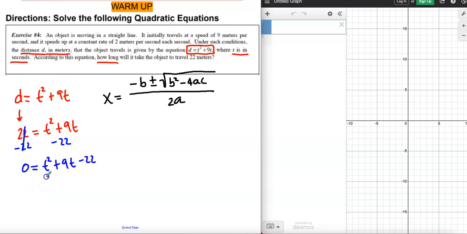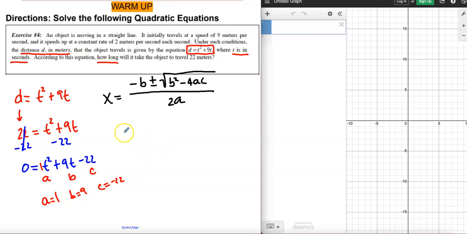A is always connected to the term that has the exponent of 2 on it. B is always connected to the term that has the exponent of 1 on it, and C is always your constant term that doesn't have anything on it. Now we want the value, so A is not t squared, A is 1, because that's the coefficient in front of that term. And so B would be 9, and C would be negative 22.